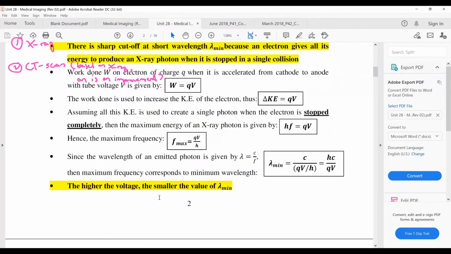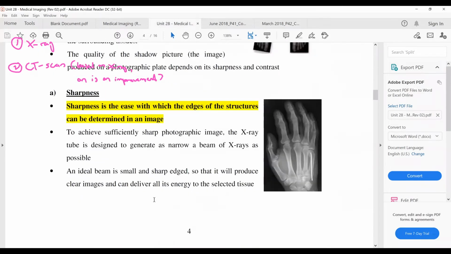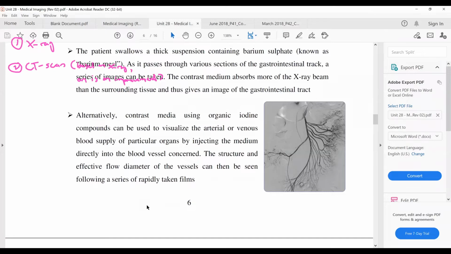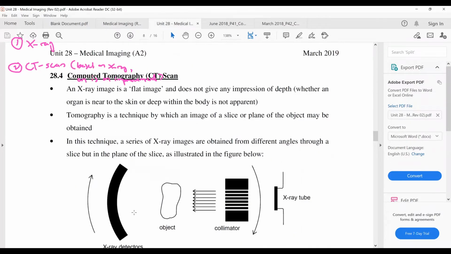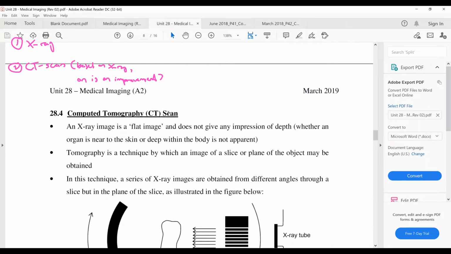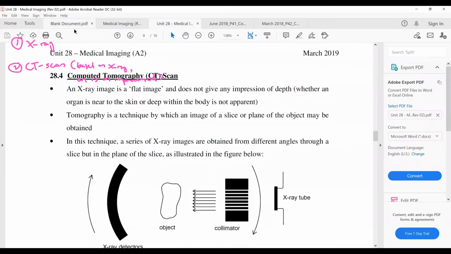We are in the second part of your medical imaging now, which is computed tomography. CT scan is computed tomography. All right. So what is actually CT scan? CT scan, as I mentioned, is actually still based on X-ray, but the image that you get is a vast improvement over your normal X-ray.